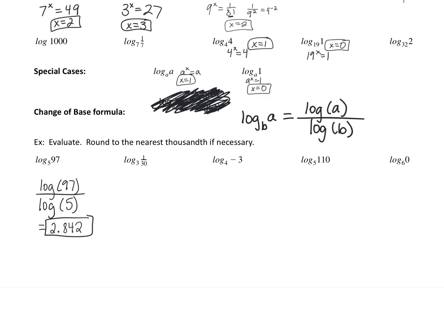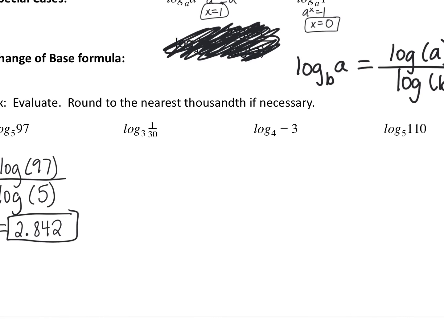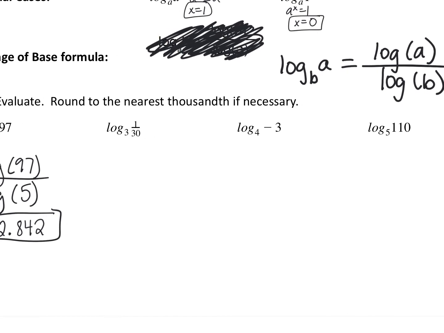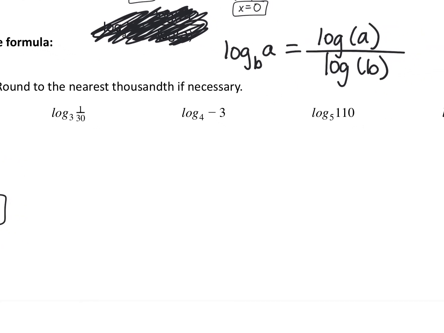Okay, there's 4 more of these. Now that you know the formula, and again, it's log A divided by log B. Don't get it mixed up. Okay, I want you to do the other 4. Round to the nearest thousandths if necessary. Write them down. We'll go over them in 5 minutes, and we're done with notes for the day.